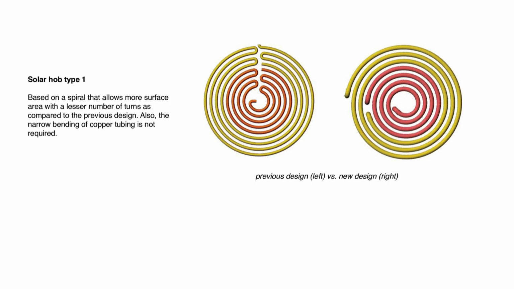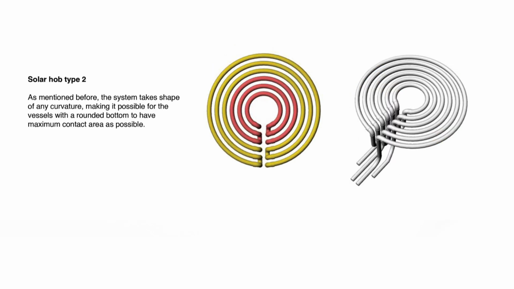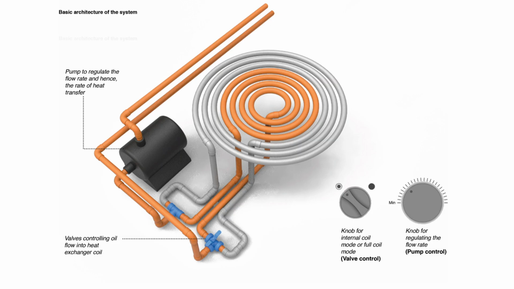Before, as you can see, I was twisting the copper pipe like this. It's very tough to take these small curvature turns, and it was also taking much area. So instead, I made a spiral system, which has more area and fewer turns, and it's also easy to make. And Solar Hob type 2, which has flexible turns, can also be based on the same analogy.